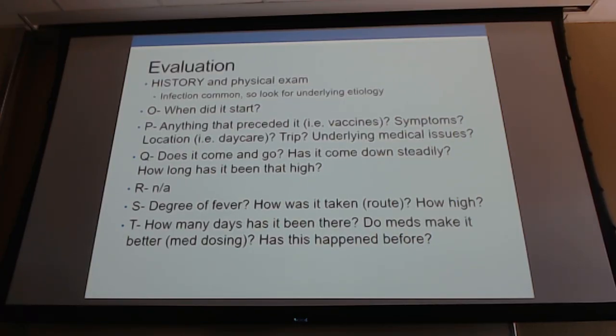When did it start? How long? What was happening before it? You'd be shocked the amount of time that people won't give a history that will say, I had vaccines 2 days ago, or I was around somebody who was sick a couple of days ago. So what was preceding the event? What kind of underlying medical conditions? Who have they been around? Some of those normal questions.